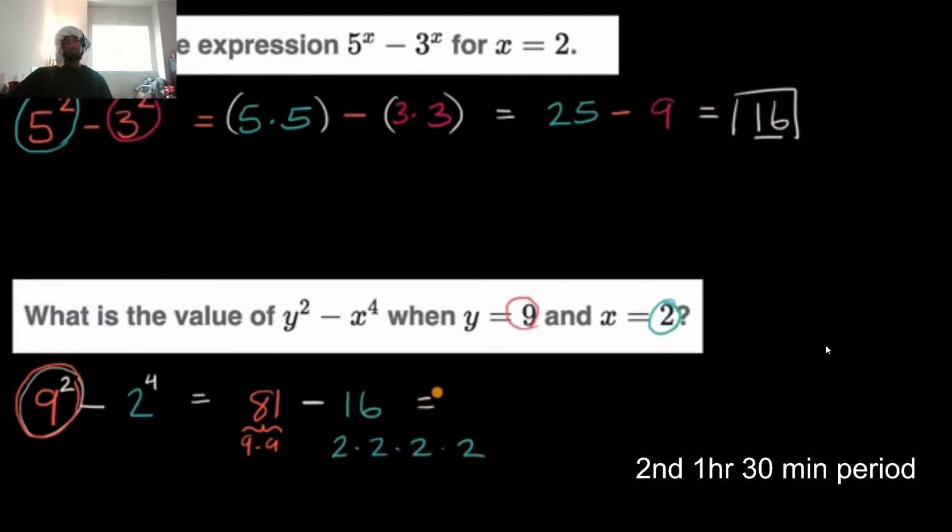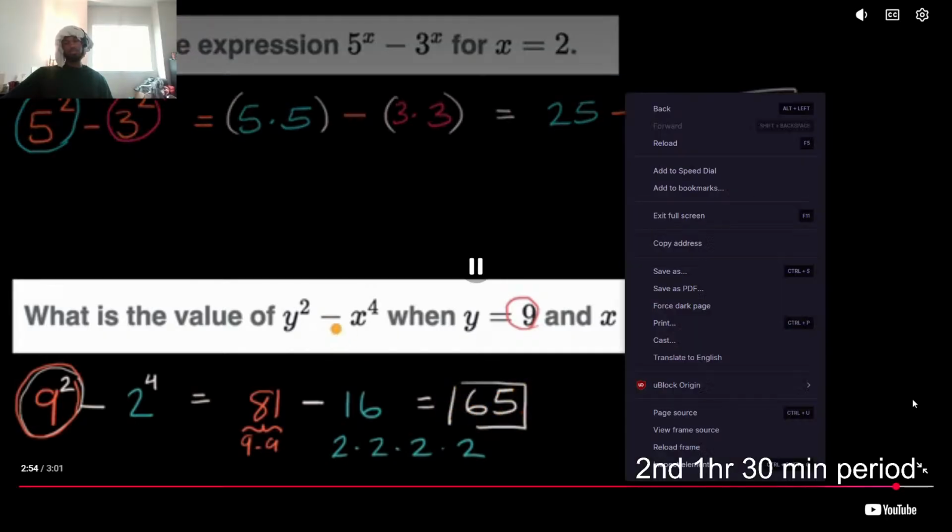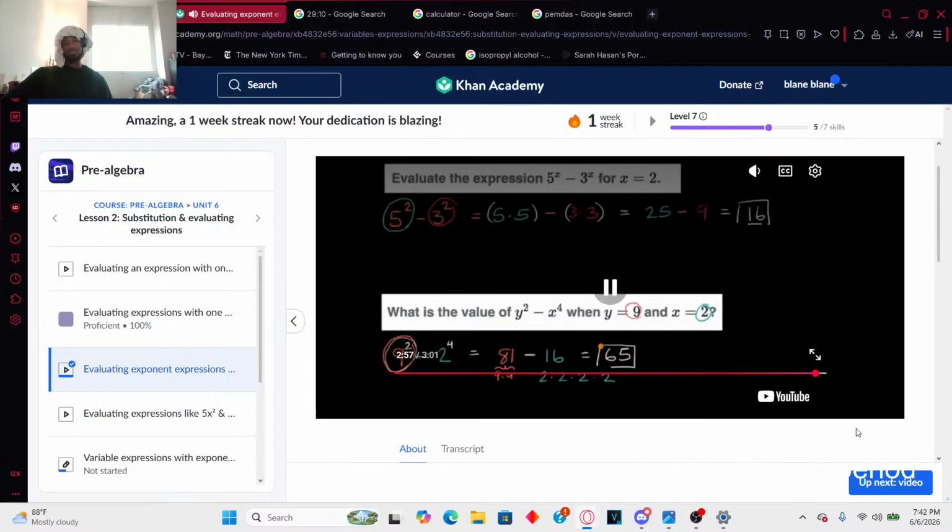Now what is that going to be equal to? Let's see, 81 minus 6 is 75, and then minus another 10 is going to be 65. So there you have it. Y squared minus x to the fourth, when y is equal to 9 and x equals 2, is equal to 65.